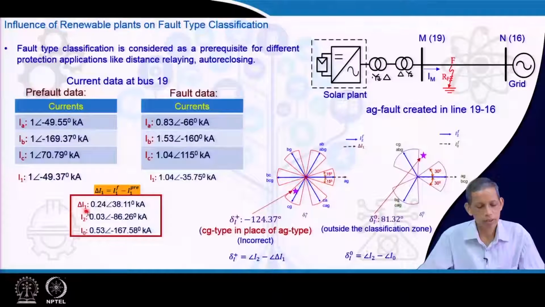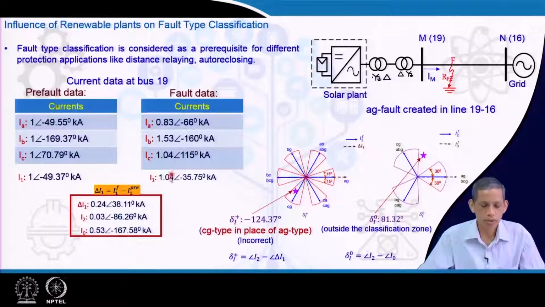So, this delta I 1 happens to be 0.24, the I 2 current happens to be 0.03, and the I 0 current happens to be 0.53. Note that this I 2 current is pretty small, insignificant here as already mentioned, and the zero sequence current finds a path. So, that is why it is of significant value.